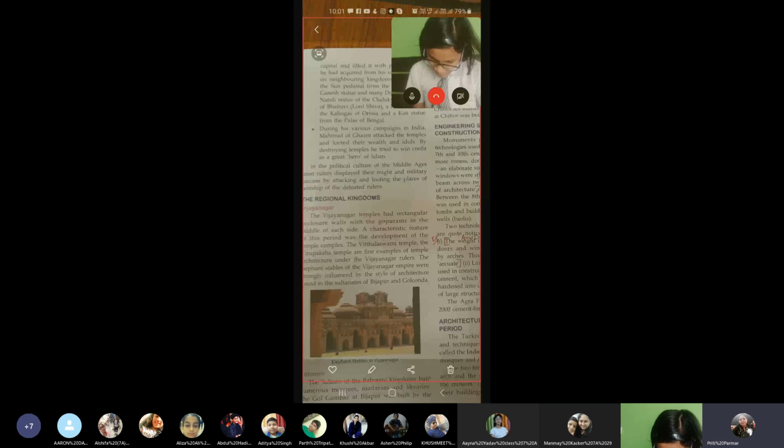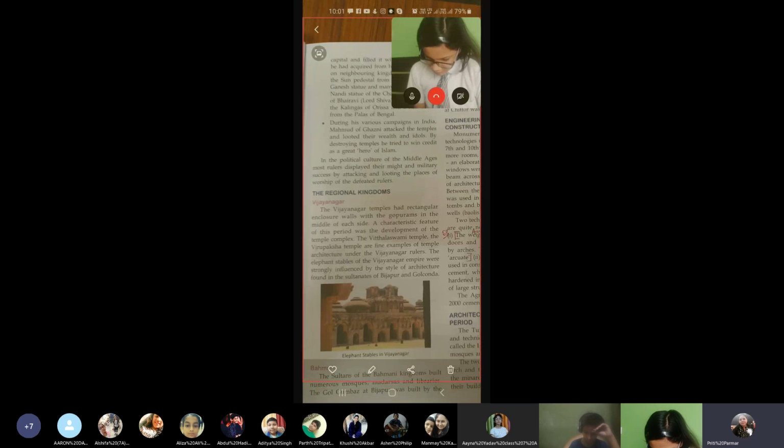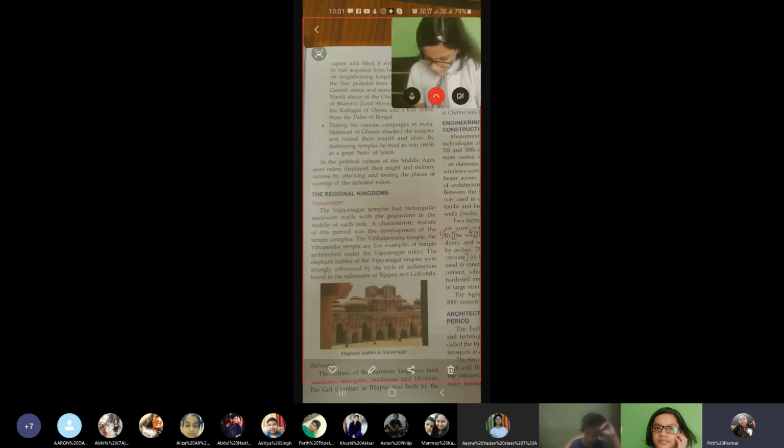Then the third example: during his various campaigns in India, Mahmud of Ghazni, underline Mahmud of Ghazni, attacked the temples and looted their wealth and idols. By destroying temples, he tried to win credit as a great hero of Islam. In the political culture of the Middle Ages, most rulers displayed their might and military success by attacking and looting the temples of worship of the defeated rulers. The main theme was to show the downfall of a particular ruler. The powerful king first attacked the temples.